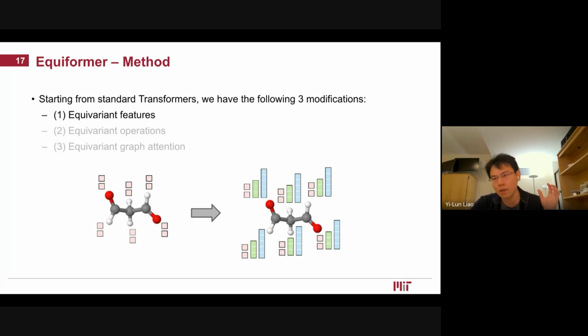In this figure, the left is the original feature representation, and on the right is the equivariant feature in equivariant networks. The red cell is the original scalar, but now here we have additional equivariant vectors. For example, the green vector is the vector of degree 1, and the blue vector is the vector of degree 2. The blue vector will rotate 2 times faster when we rotate the coordinates.